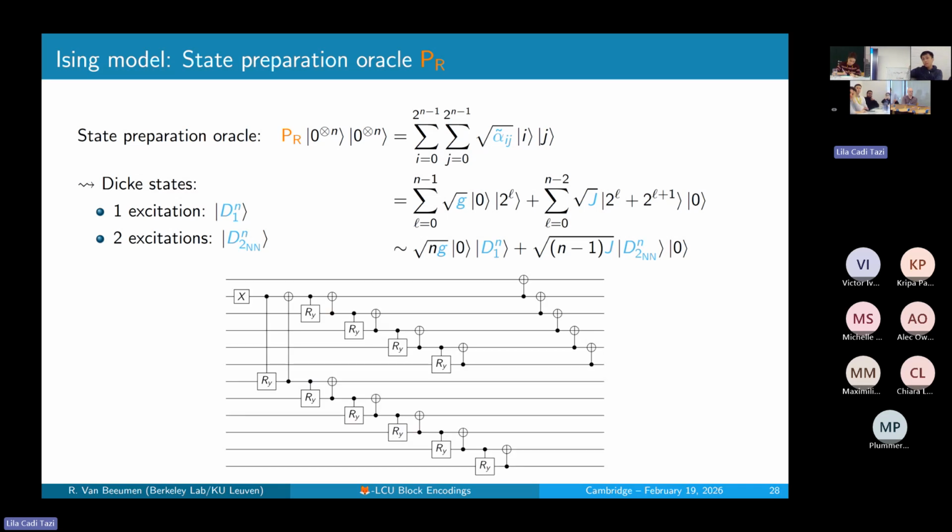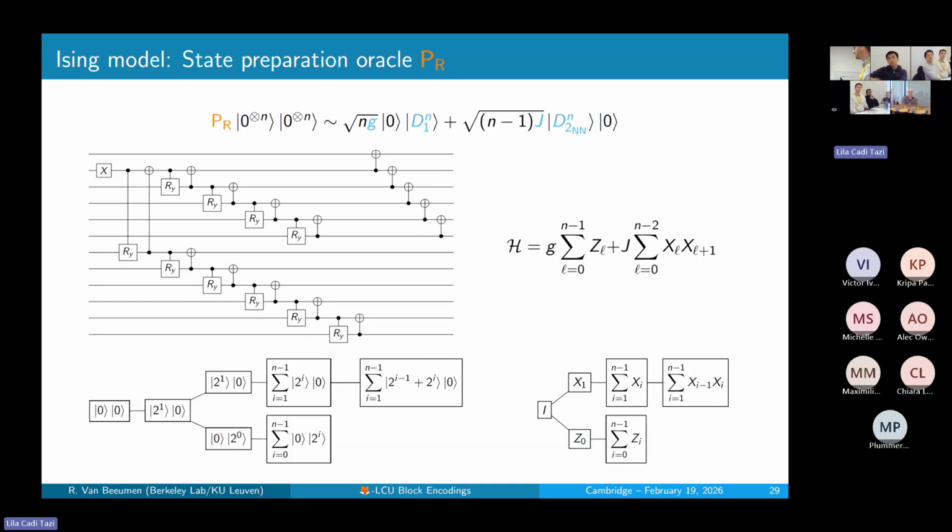Now, this is the overall circuit for, I think, n equals 6. It consists of 4 blocks: 1, 2, 3, 4. In the next slide, I'm going to explain all of these blocks separately. It's a dense slide, but I'll walk you through it.